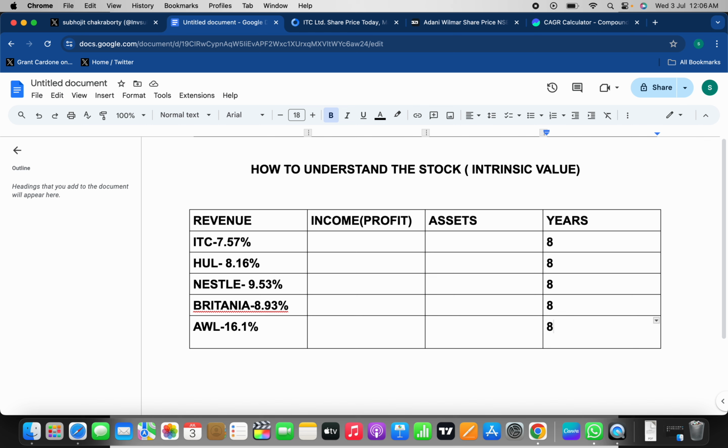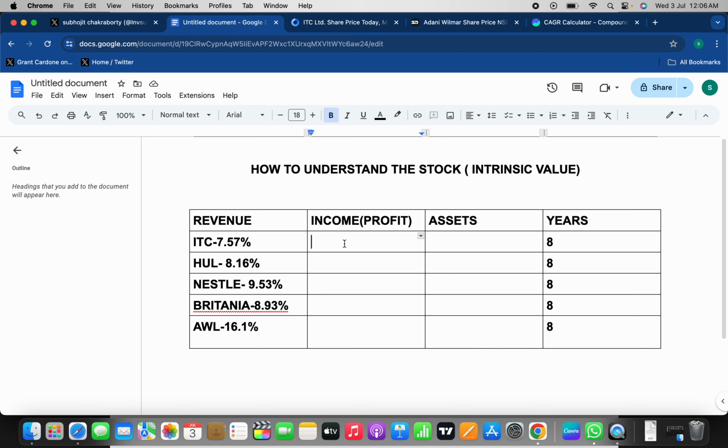HUL कितना इंक्रीज किया है? 8.16%. नेस्ले कितना इंक्रीज किया है? 9.53%. ब्रिटानिया कितना इंक्रीज किया है सेल्स? 8.93%. एंड अदानी विल्मर कितने इंक्रीज किया है एवरी ईयर? 16.1%. करेक्ट. अगेन now what you have to observe is income.